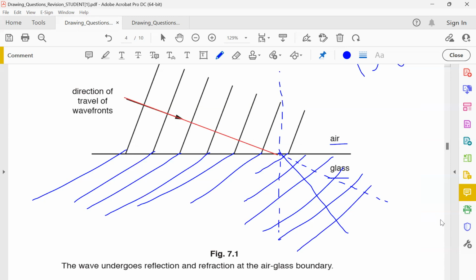C over V, bro. C over V. Speed of light in medium over speed of light in object. Well, guys, check answer for question number 5.